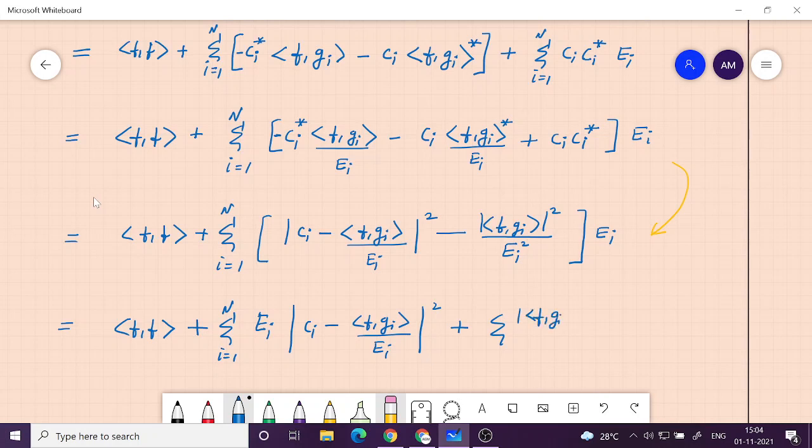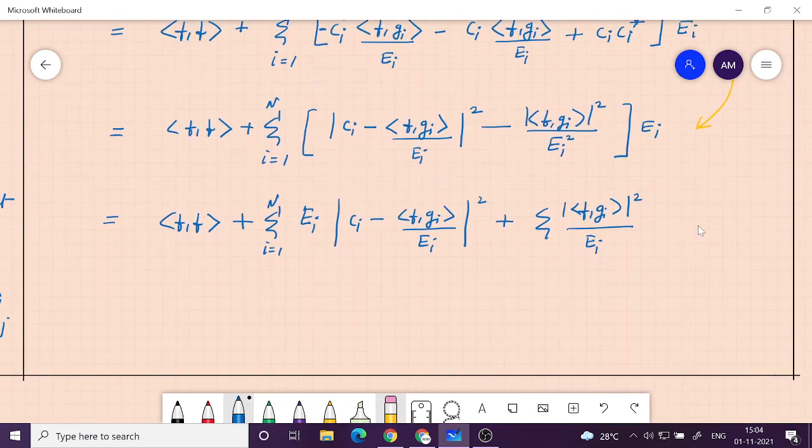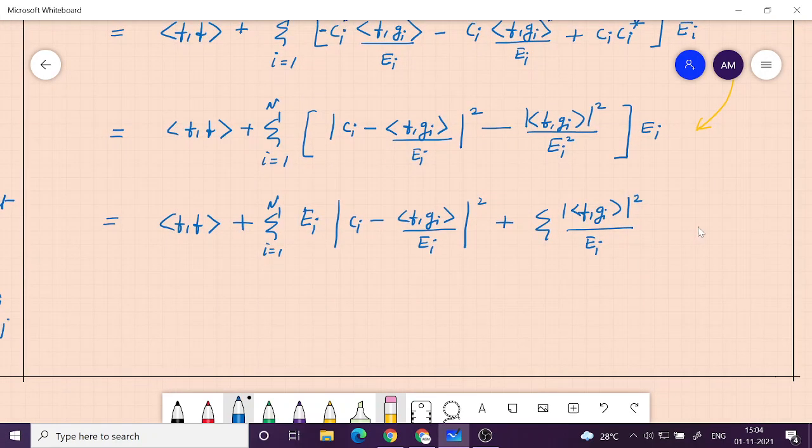F comma Gi whole square by Ei. So this is the final expression. Okay, so there are three terms. The second term, that is this term, is the only term that depends on the constant Ci. So the question is again, what are the best constants C1, C2, C3 I should take so that we can have a minimum value for this MSE. This is MSE.